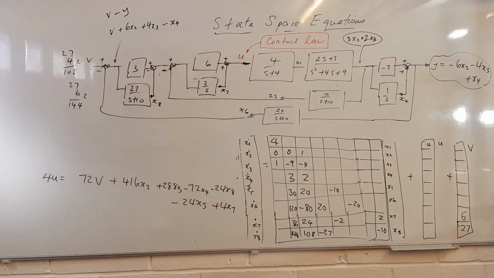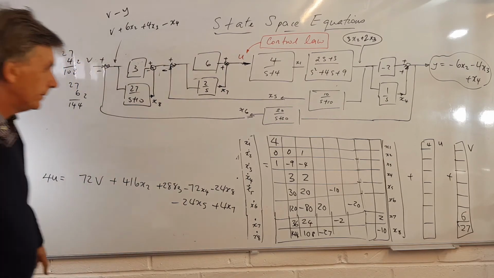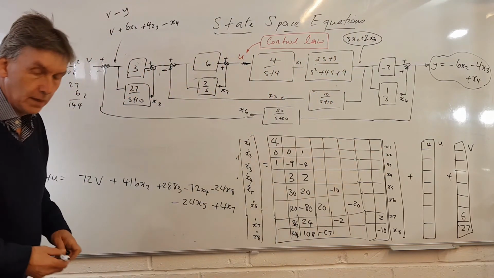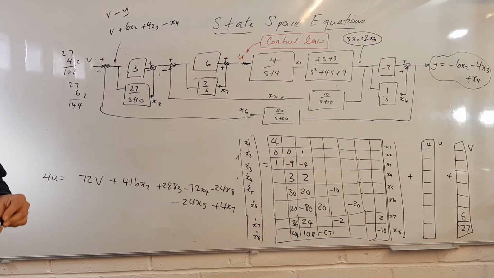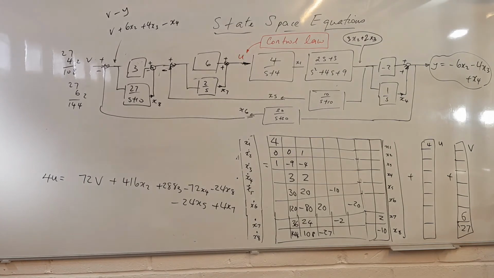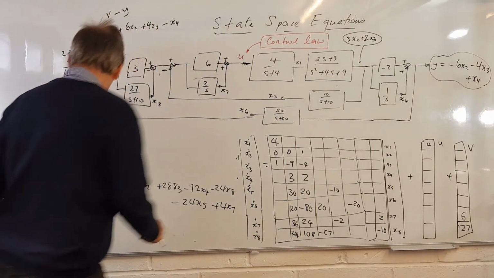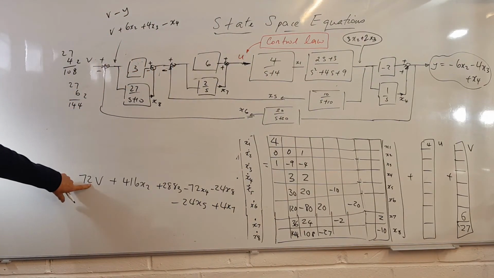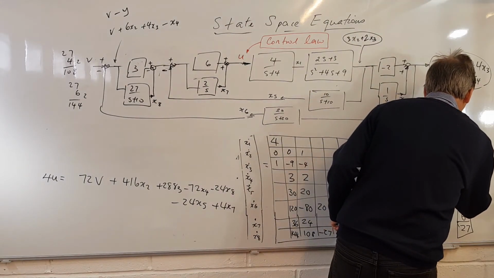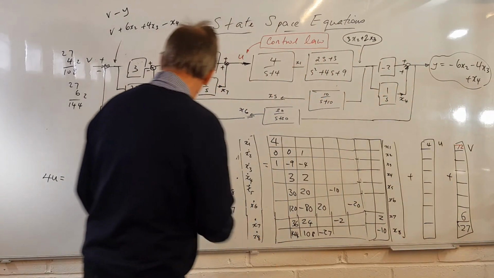Other than that, now we've got to put in 4u. 4u is going to feed in here, and that's going to feed in on this line here. So we're going to do that in a different colour, just to highlight the change. So let's have a look at this now. So 4u is equal to 72v. So I'm going to put a 72 in here. That's the first one gone.